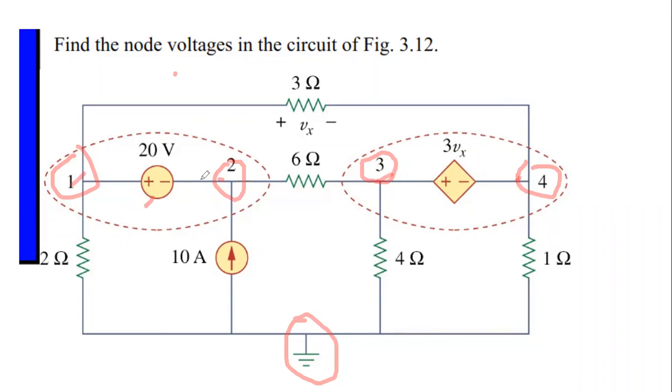Here we can see a voltage source of 20 volt between node 1 and 2, and a voltage source of 3Vx between node 3 and 4. The 20 volt source is an independent source, whereas this 3Vx source is a dependent source. Can anybody tell me which type of source this is? Dependent sources are of 4 types: voltage dependent voltage source, current dependent current source, voltage dependent current source, and current dependent voltage source.